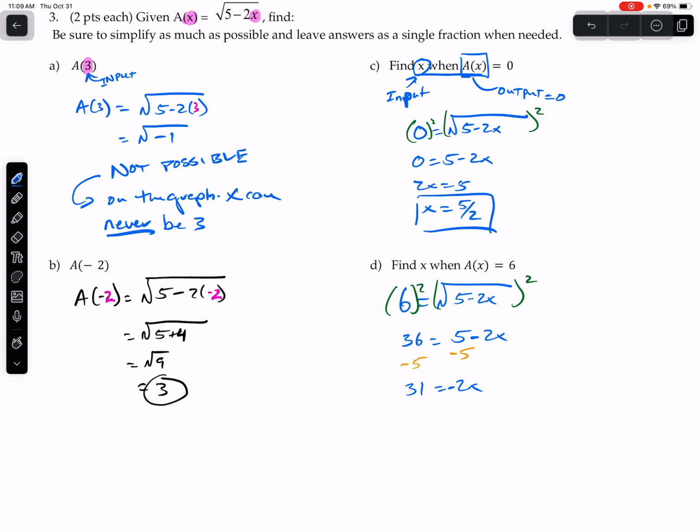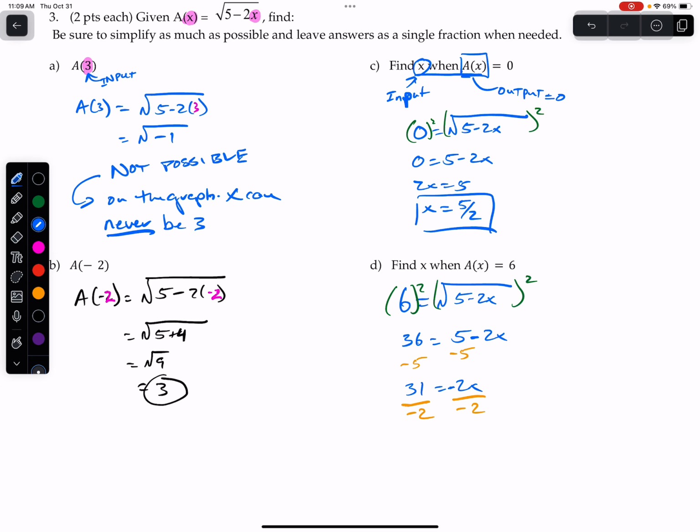Okay, so let's divide by negative 2 on both sides. Then x equals negative 31 over 2. On we go.